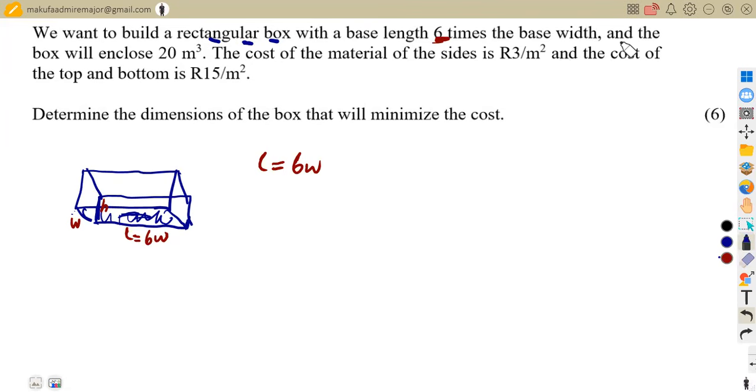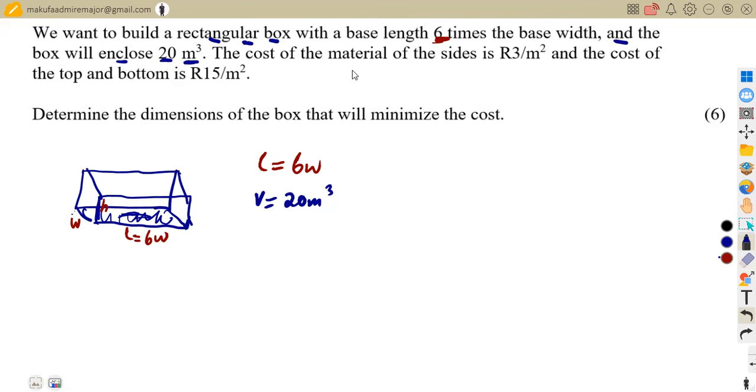And we are given that the box will enclose 20 cubic meters. We are given the volume. Cubic meters are the units for volume there. So we have a volume of 20 cubic meters.